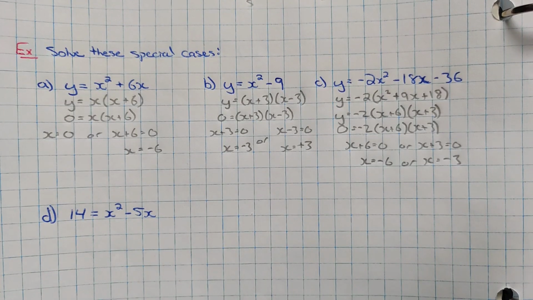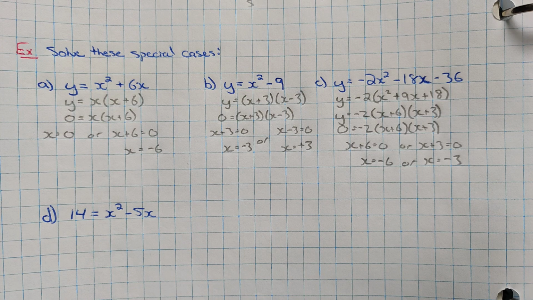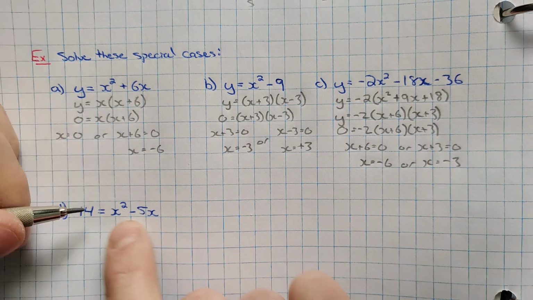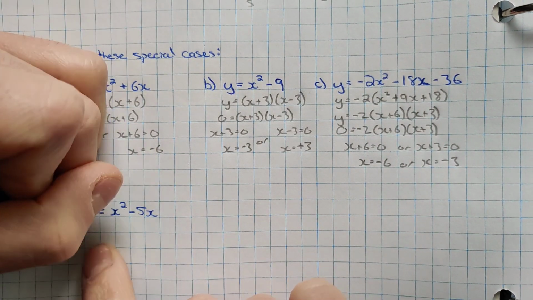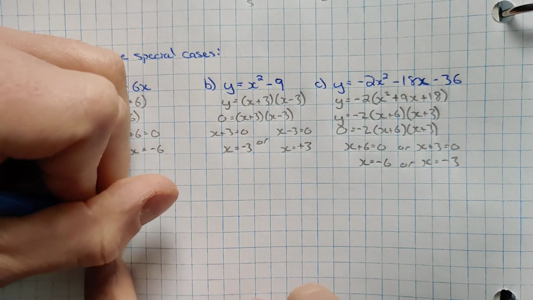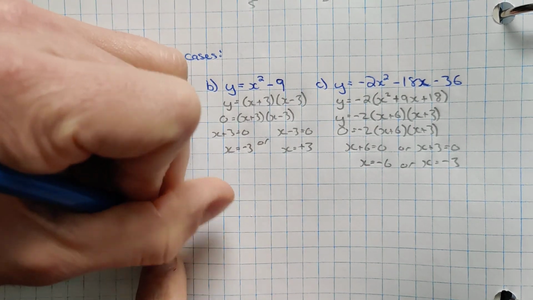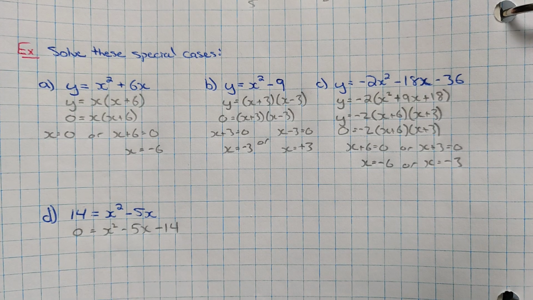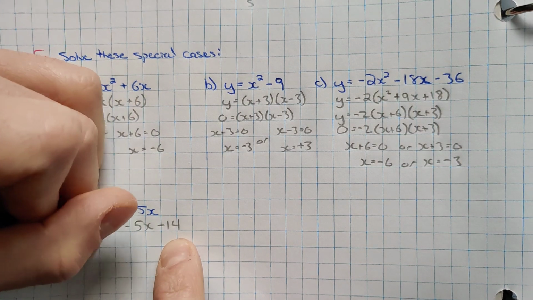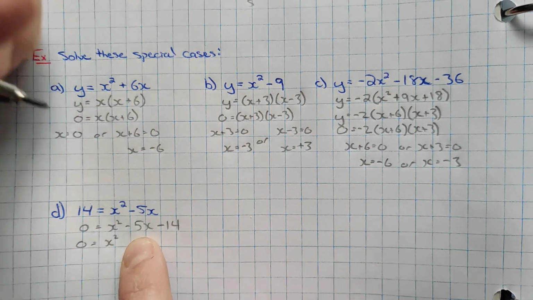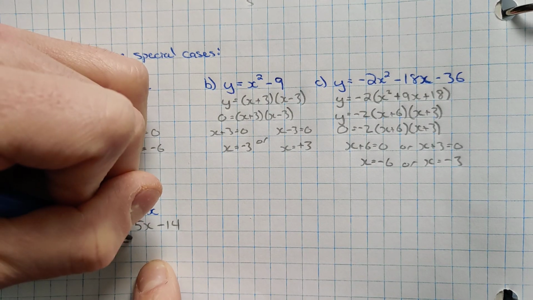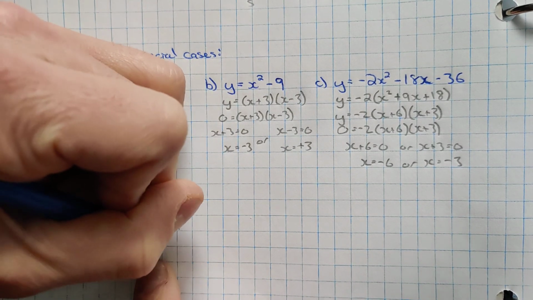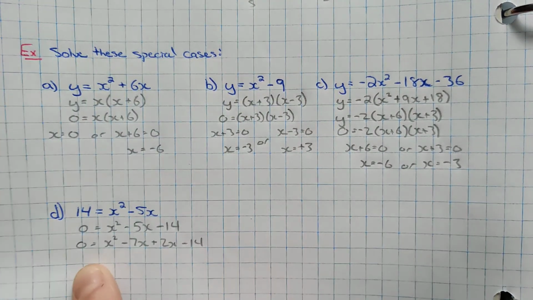And then our last one here, well, this is a little different because we don't have a y, but we have this 14 on the wrong side of the equation. So we just move it over. So all we got to do in a situation like this is take the 14 and subtract it from both sides. Like that. And now we look for two numbers that will multiply to 14 and add to negative 5. That's going to be negative 7x and positive 2x minus 14.